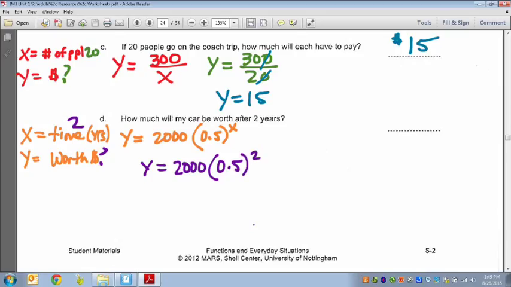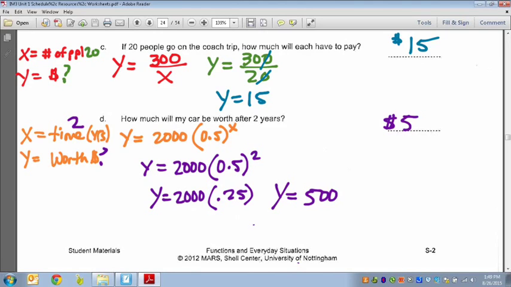Which, again, you can pull out a calculator, but it's not that hard. 0.5 squared is going to give me 2,000 times 0.25. Or really, that means 2,000 divided by 4, because 0.25 is a fourth. So 2,000 divided by 4 is actually going to equal 500. So my car will be worth 500 what? Well, money is, oh, dollars, yes. So my car will be worth $500 after 2 years.